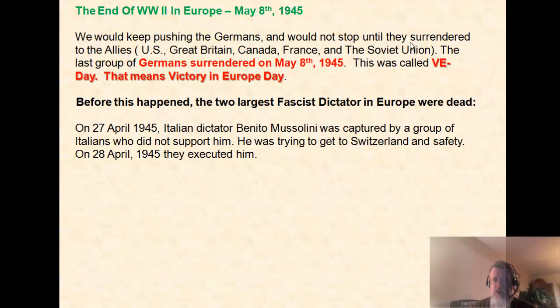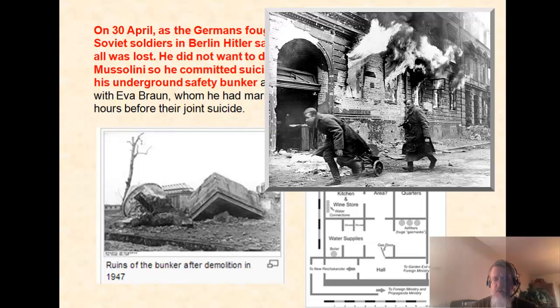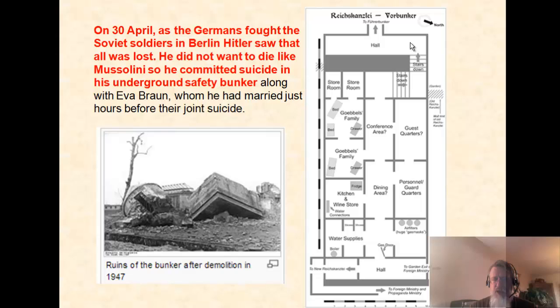Now before this happened, the fascist dictators in Europe were starting to die. April 27th, Benito Mussolini was captured by a group of Italians that did not support him, and they executed him the next day. Then Adolf Hitler, with the Soviet army fighting above the ground, was in his underground Führer bunker, where he and some of his top aides stayed supposedly safely. He decided he did not want to die like Mussolini, so he committed suicide in this underground bunker.